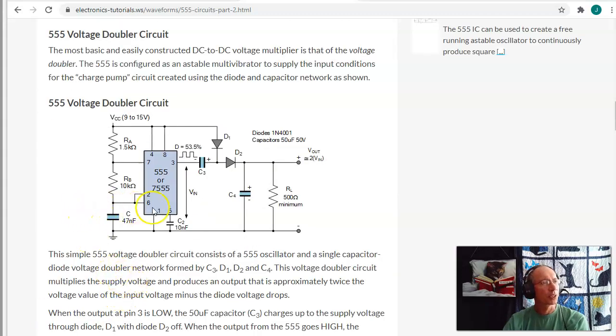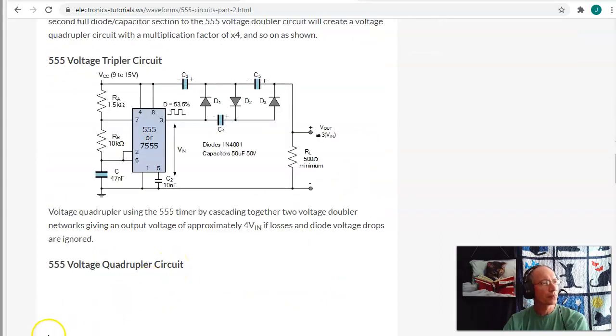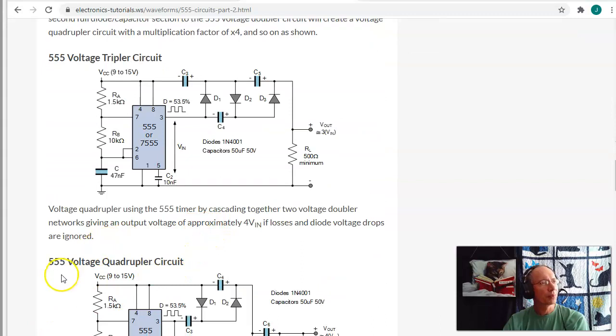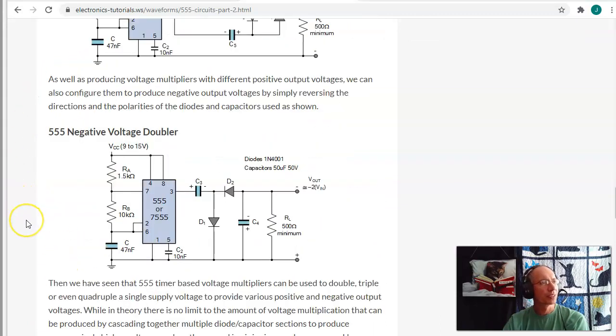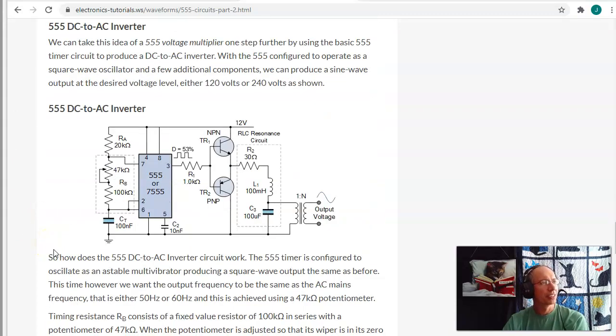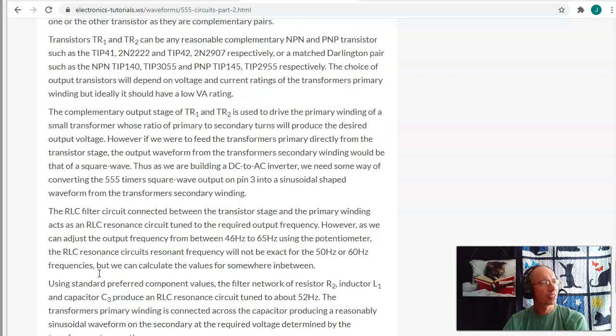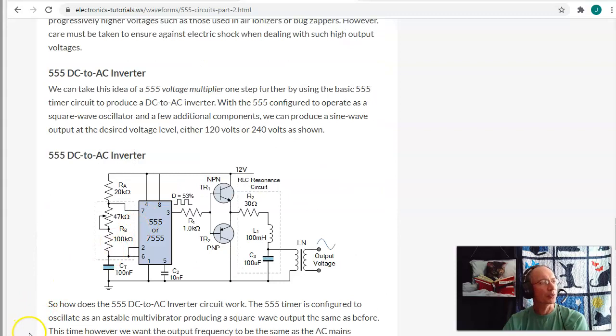Some other circuits. I can build a voltage doubler with a 555 timer, a voltage tripler, voltage quadrupler, and these are DC to DC converters. I can invert the voltage and double it. Build a DC to AC converter. And just various things. Basically, 555s are pretty useful. You don't have to use a microprocessor to do things. Some you can do without a processor, like a 555.